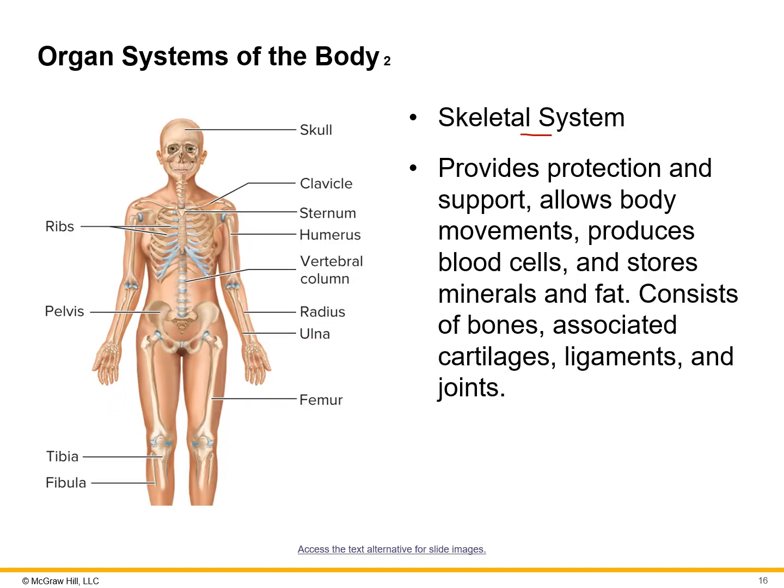Then our skeletal system also provides that protection, but support, allows movement, produces blood cells, so our bone marrow, that is where our bone cells are being produced, and it can be used for storage. Consists of our bones, but also cartilage, ligaments, and joints make up the skeletal system as well.